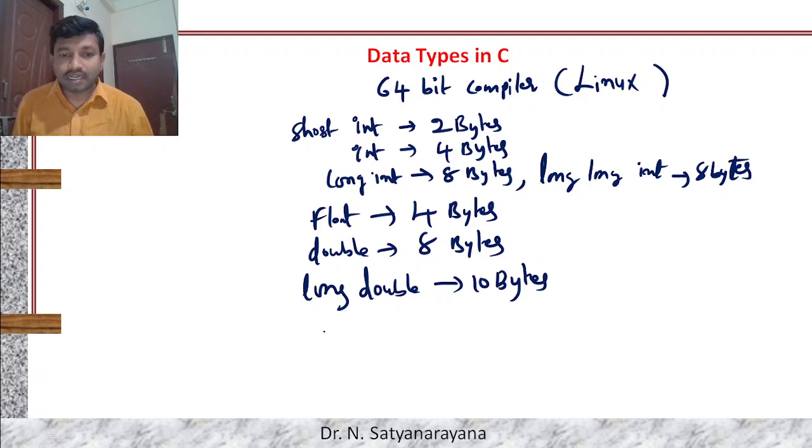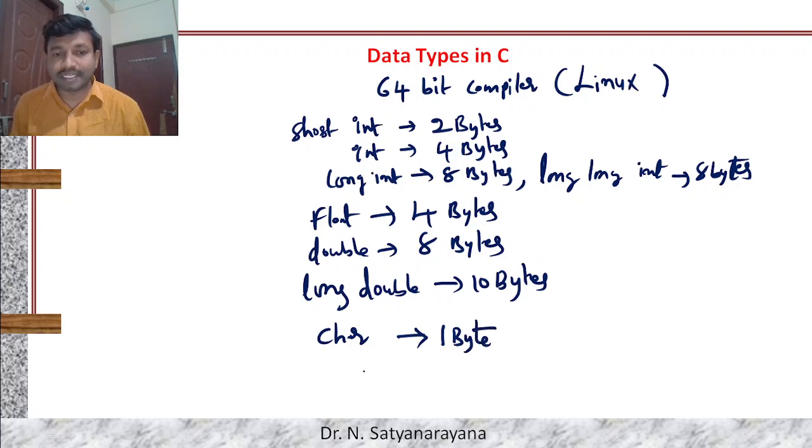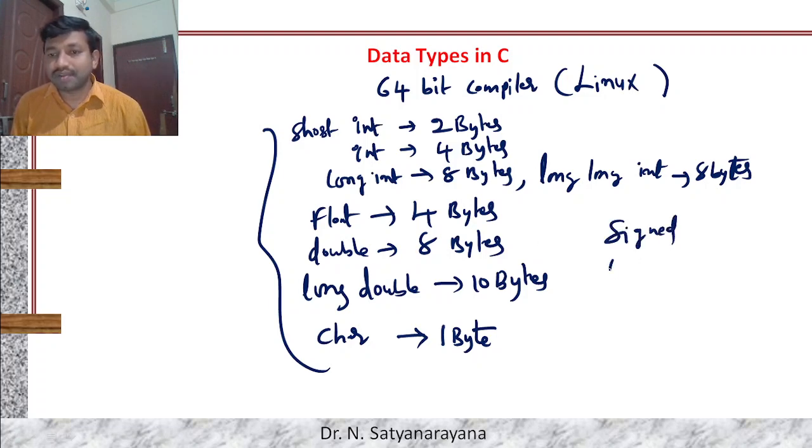Fine. And of course for the char, on any machine, on any compiler, you can standardize this. 1 byte of memory is allocated. 1 byte. Fine. And of course, when I am talking about the size of the memory, for signed and even for unsigned, the memory is the same. Remember, memory size.